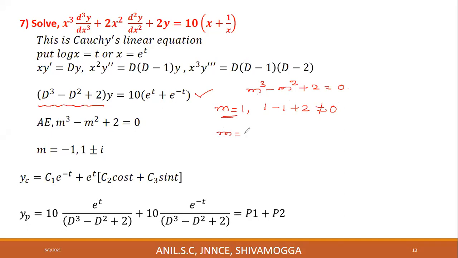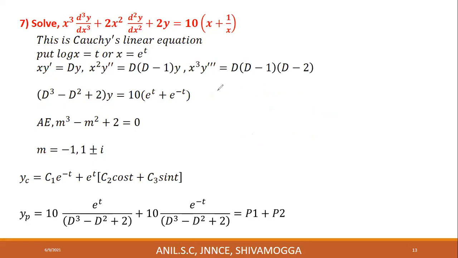Next step, m is equal to minus 1. Minus 1 whole cube is minus 1, minus 1 whole square is 1, plus 2. Clearly, this is equal to 0. Therefore, by inspection, m is equal to minus 1 is a root. M is equal to 1 will not satisfy the equation, therefore that cannot be a root. M is equal to minus 1 satisfies the equation. It must be a root.